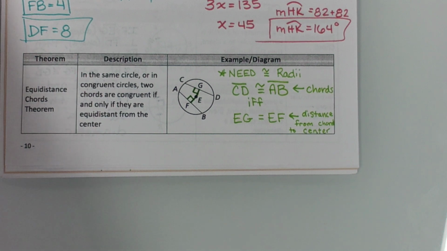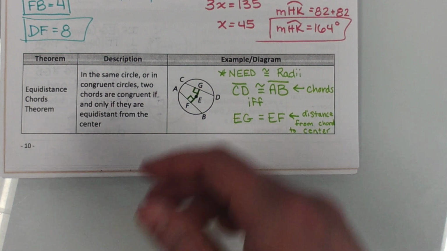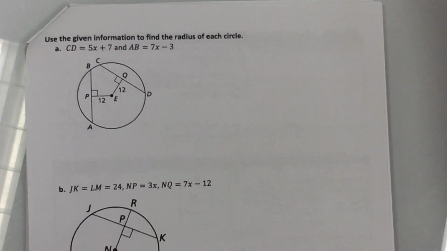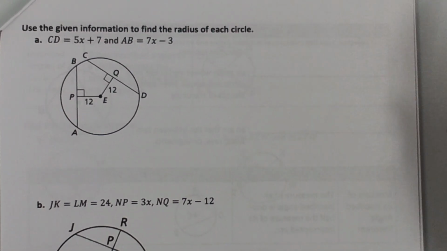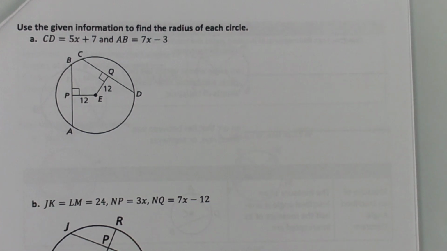Okay, that brings us to the last page, the last set of examples. Now this last set of examples actually starts to pull in a couple of different theorems and put them together. Use the given information to find the radius of each circle.